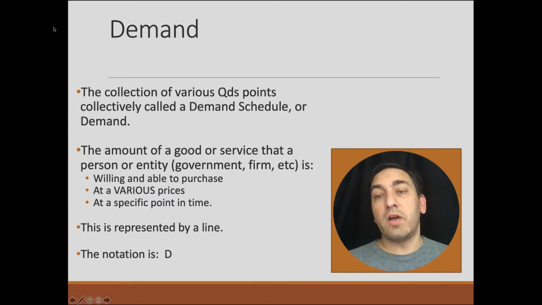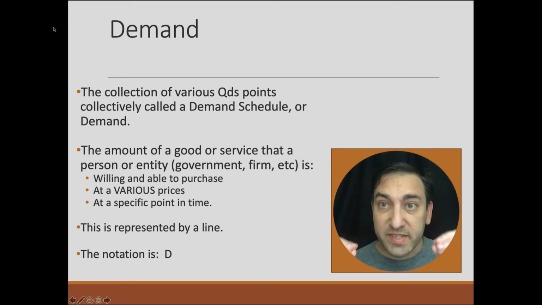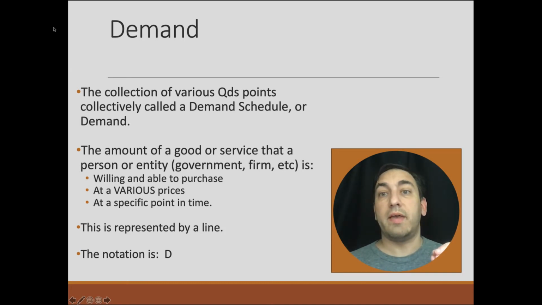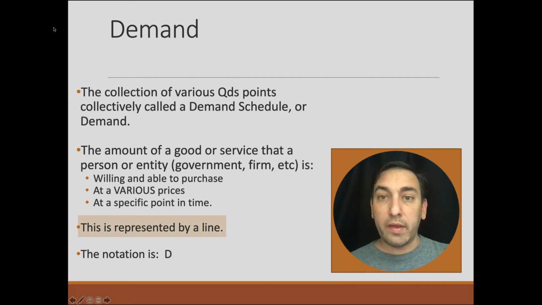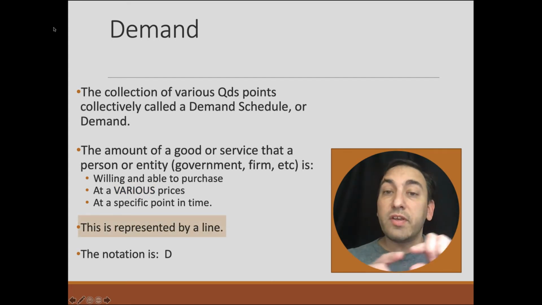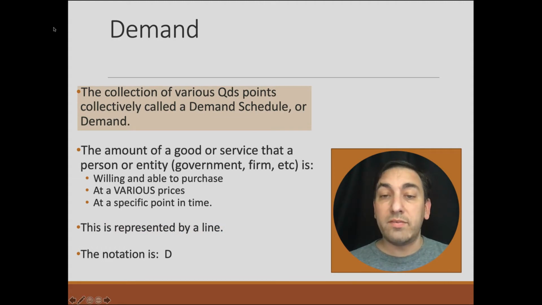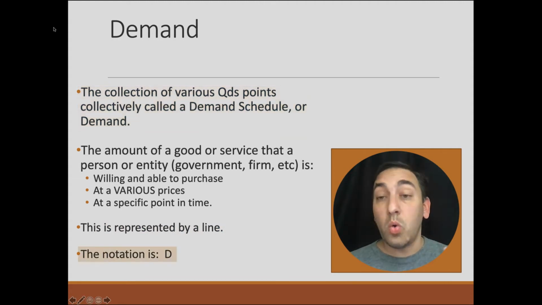So before we talked about quantity demanded. Quantity demanded was how many of an item are you willing and able to purchase at a specific price at a specific point in time. And it was represented by a point. Now what we're going to do is ask not how many shirts you're willing to buy at $10, but how many you're willing to buy at every single price. And we're going to connect all those points and make it a line. This collection of quantity demanded is called the demand schedule, or just called demand. And its notation is going to be a D.